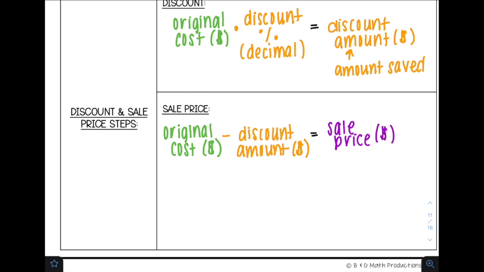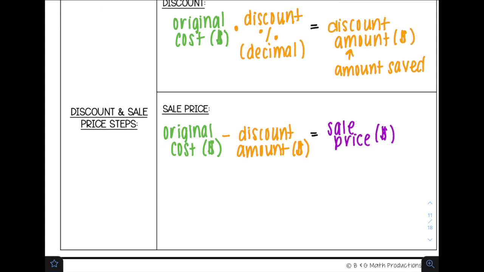Okay, so this is a two-step process. If you're asked what is the sale price, make sure you find your discount and then subtract from the original to get your sale price. If you're just asked to find the amount that's saved, you can just apply your discount percent and find that value. Or there's another way that you can find sale price.